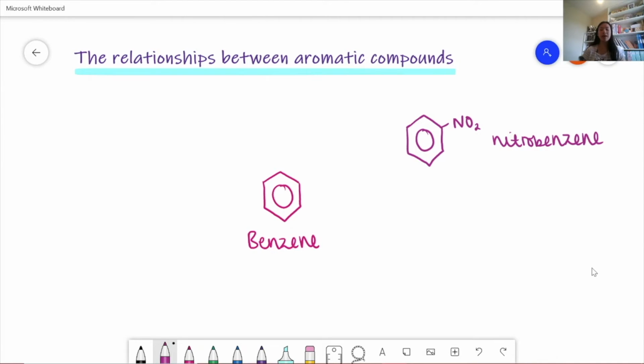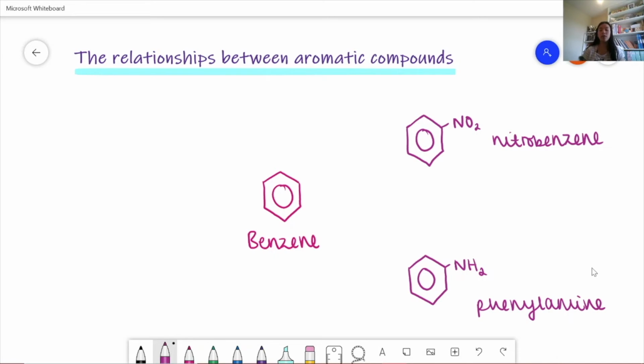And from this nitrobenzene, we know that we can form an amine because we can reduce it. So I'm going to draw it down here. So instead of the nitro group now, we have an NH2 group. So this is phenylamine because an amine takes priority, and so it becomes the root of the name.